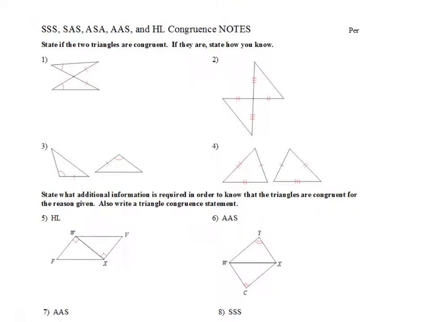Okay, looking at 1, 2, 3, and 4, these are going to be just like your problems on your homework assignment. Notice vertical angles, they're going to be congruent, so what we end up with is angle, angle, side. Can these be proven congruent using angle, angle, side? Yes.